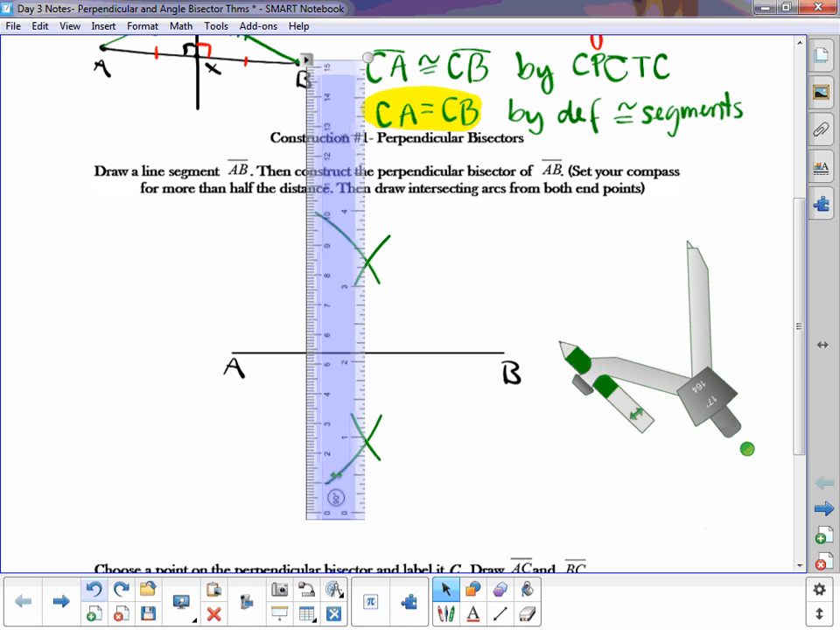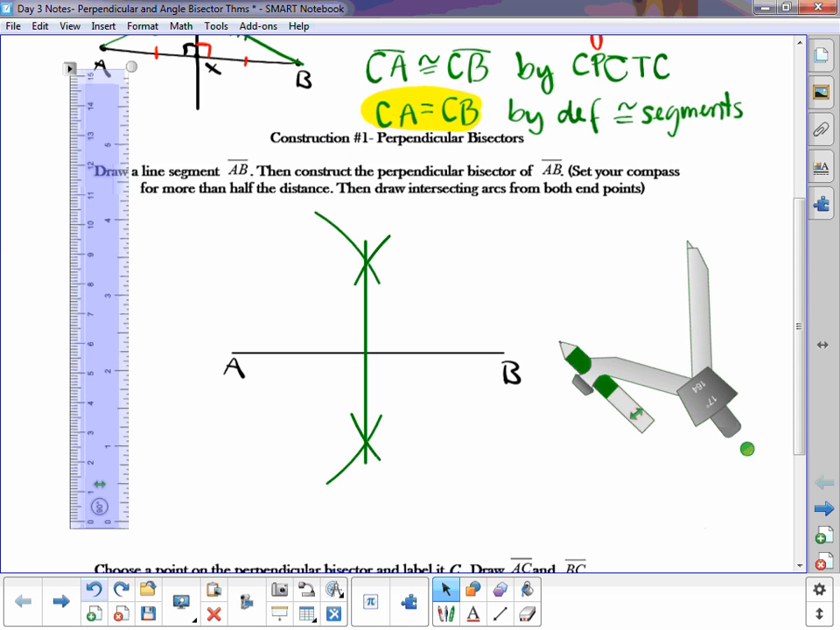And go ahead and put in the markings that it's perpendicular and that it cut that segment in half. Yeah, so go ahead and connect those intersections. Alright, you guys all look good, so I'm going to catch up. And again, go ahead and just mark that those are perpendicular.